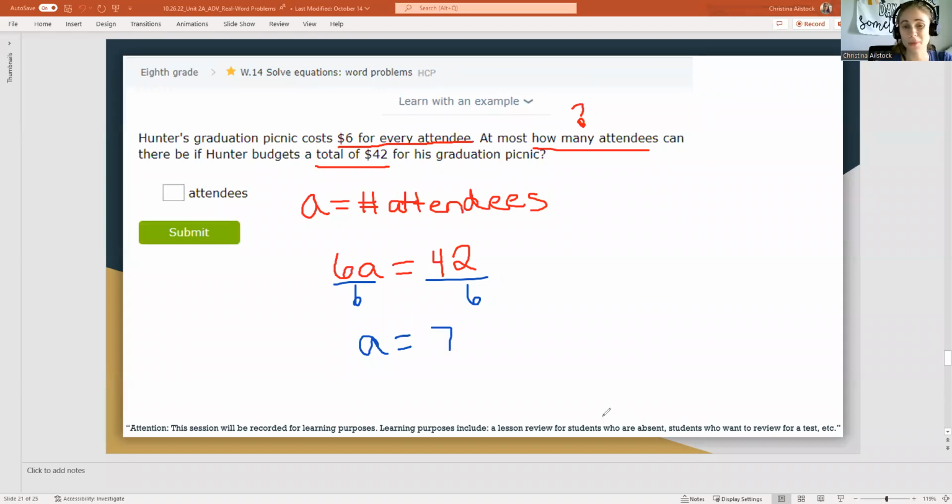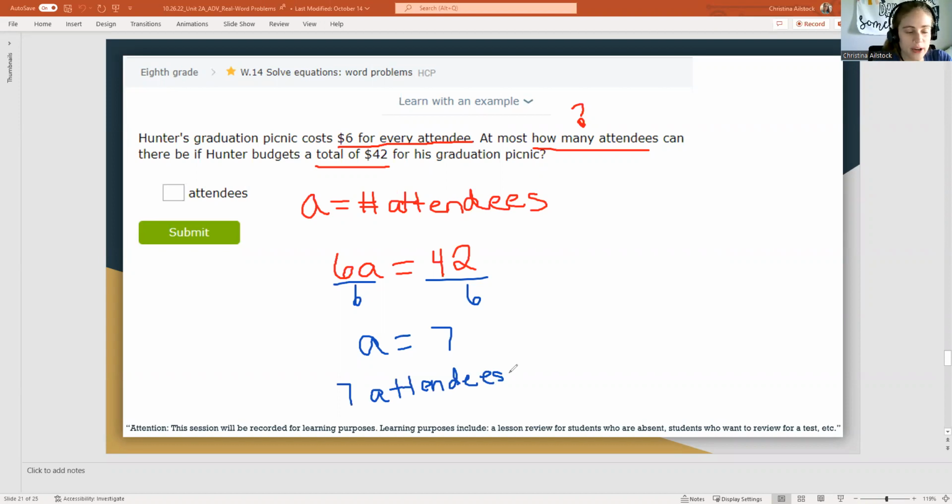7. But remember, since this is a word problem, we don't just want to leave our answer as A equals 7. We want to really answer the question, put a label with it. So it's 7 what? Well, A is equal to number of attendees. So that means there can be 7 people that attend with him for this picnic.